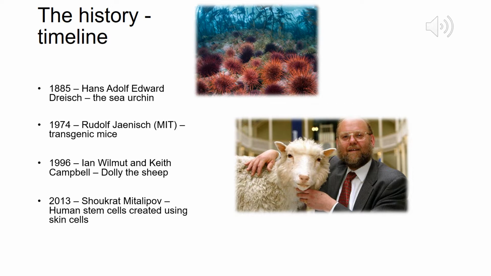What made Dolly so special is the fact that she was the first mammal to be cloned by somatic cell transfer. The donor cell that provided the nucleus was an udder cell. Udder is a type of mammary gland found in female cattle and sheep. One of the most recent contributions to the field was the creation of a human stem cell by somatic cell transfer by Shukrad Mutadipov and his team in 2013. The donor cell was a skin cell.